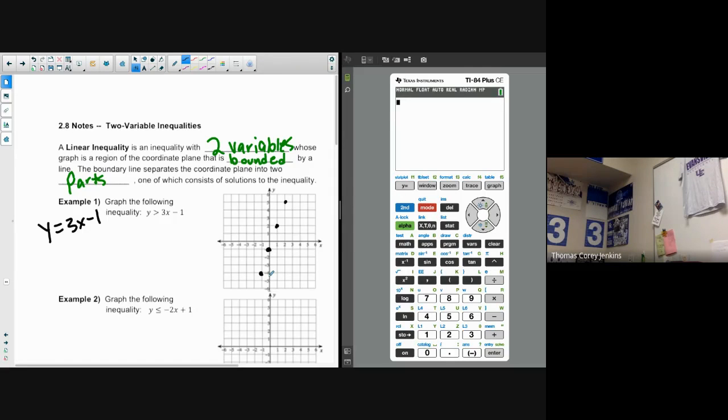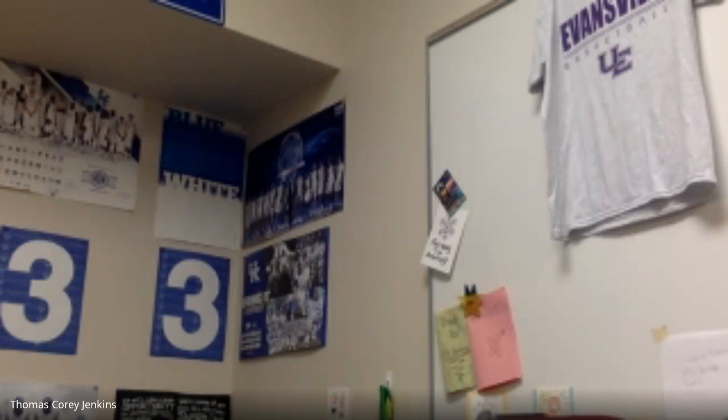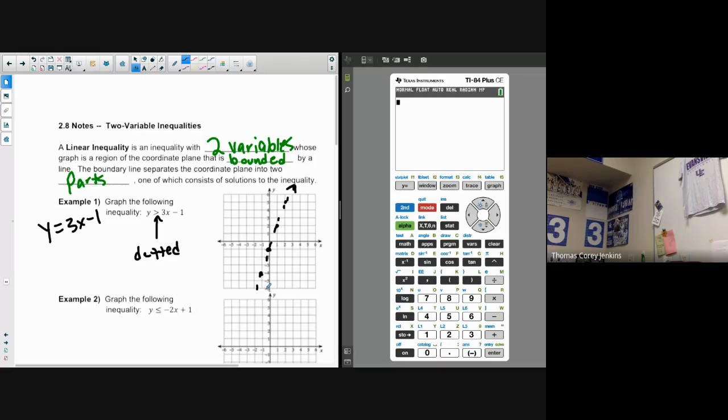But before I just trace my line, I have to remember whether my boundary line is solid or dotted. This says y is strictly greater than 3x minus 1, right? So strictly greater than or strictly less than would give you a dotted boundary line. Okay, so something like that, and then we have to figure out which side of the line we shade. You might just be able to tell where the y's greater than that boundary line would be. Well, they'd be above it. In this case, above and to the left.